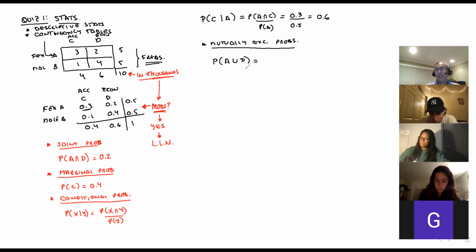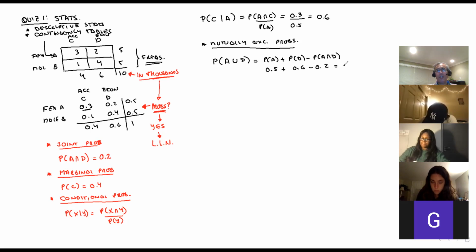So remember that we said that this one here is going to be equal to the marginals minus the probability of the joint. Remember we did this with the Venn diagram. Okay, so in this case, P of A equals 0.5, P of D equals 0.6 and P of A intersection D equals 0.2. So at the end of the day, it equals 0.9. Do you understand what I'm doing, guys? Now, this is not mutually exclusive. So these are not mutually exclusive events.